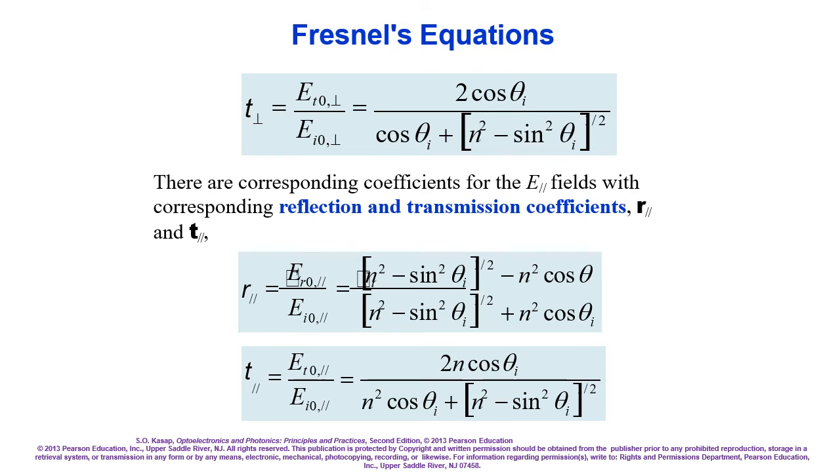There are corresponding coefficients for the E parallel field, with the reflection and transmission coefficients R parallel and T parallel. So this is the equation for R parallel and this is the equation for T parallel. The derivation of these equations is not needed for this course. It is for intermediate courses. From now on, we will use these four equations to solve the mathematical problems. The derivation is out of scope for this course.